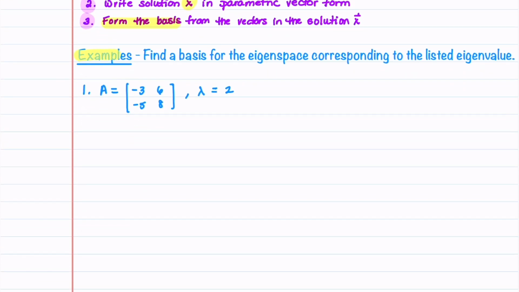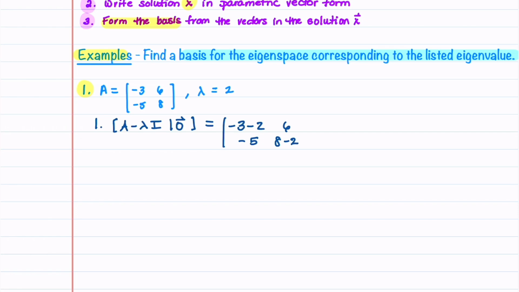We'll now walk through two examples where we'll find a basis for the eigenspace corresponding to the listed eigenvalue. In our first example, we have a 2 by 2 matrix, and in our second example, we have a 3 by 3 matrix. Let's start by looking at our first example. Our first step is to take A minus lambda I, augment it with 0, and put it in reduced echelon form. A minus lambda I is going to be 3 minus 2, 6, minus 5, and then 8 minus 2, and we'll augment that with 0.